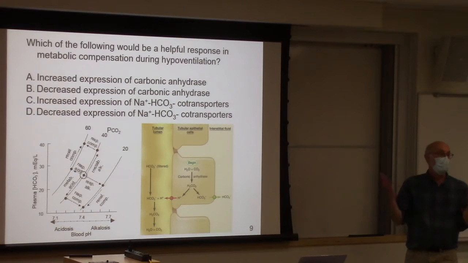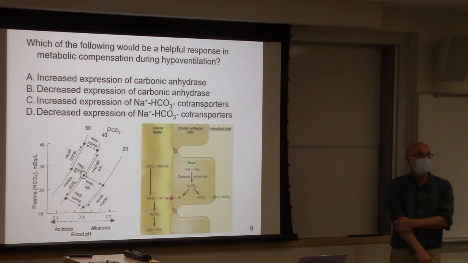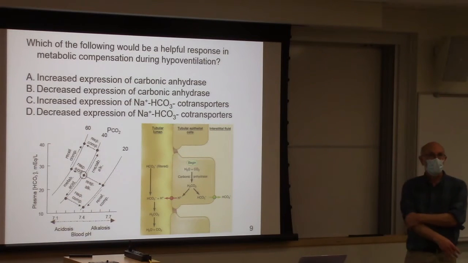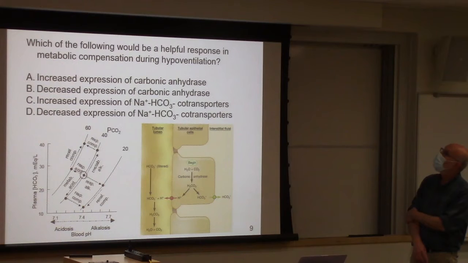Hypoventilation, asthma for example, or drug overdose. Two common ways to have inadequate ventilation in the respiratory system. Which of the following would be a helpful response in metabolic, that is to say renal, compensation for hypoventilation?